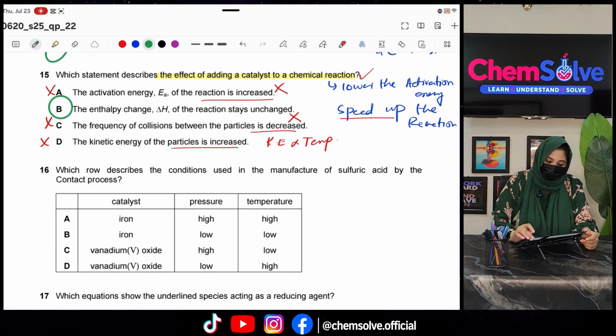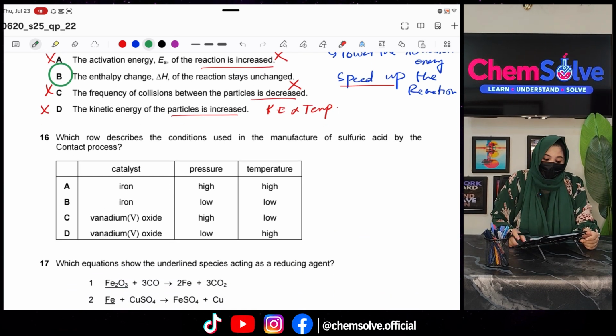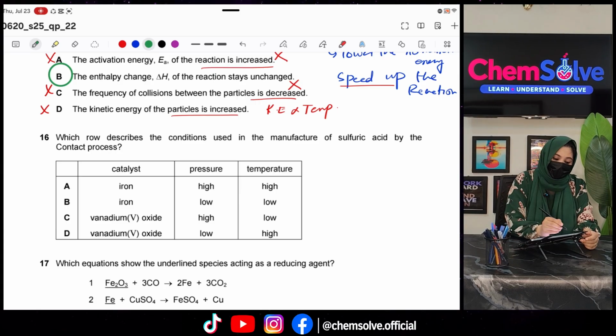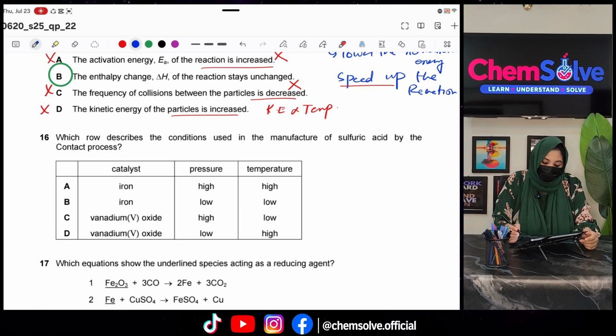Now move towards question number 16. Which row describes the conditions used in the manufacture of sulfuric acid by the contact process? Before looking at the options, let's discuss our own conditions for the contact process. The catalyst used is vanadium pentoxide.